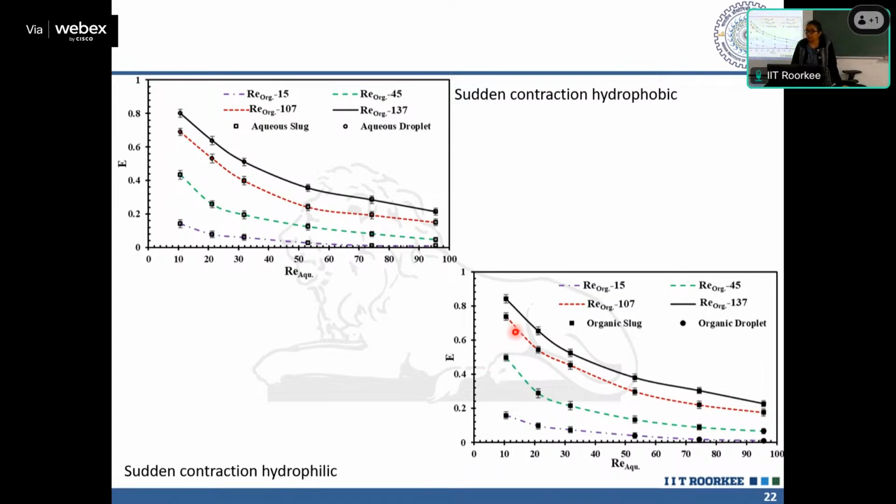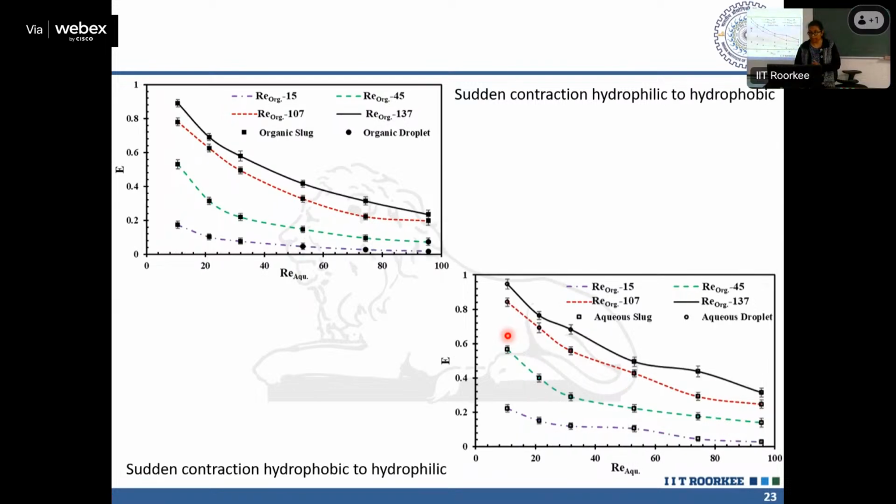Okay, it is easy to form circulation when the disperse phase is of low viscosity rather than high viscosity. For obvious reasons, the shearing effect is higher for the lower viscosity disperse phase. So this is the first observation. Second observation, let us see. So this is sudden contraction, hydrophilic to hydrophobic. And this is sudden contraction, hydrophobic to hydrophilic. Which one is higher? Obviously this one. Okay, what could be the reason?